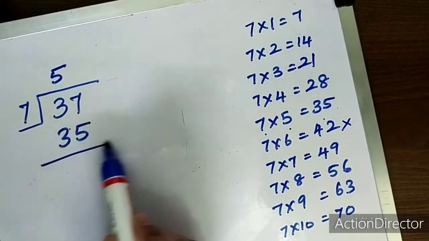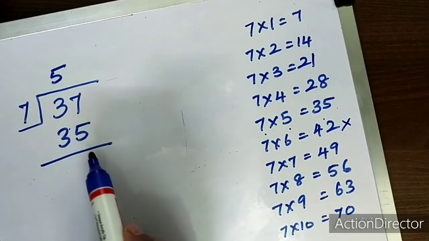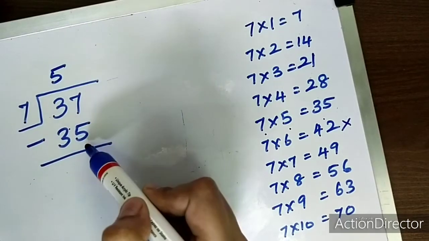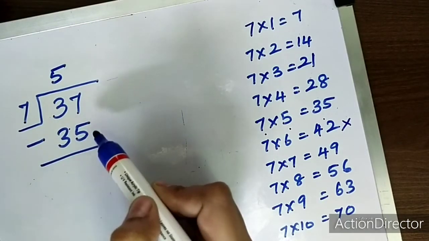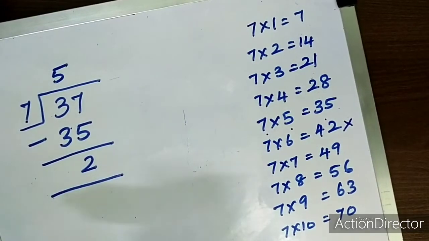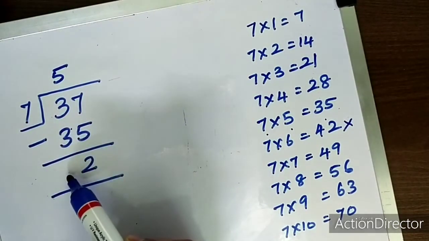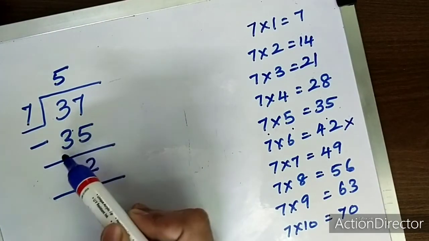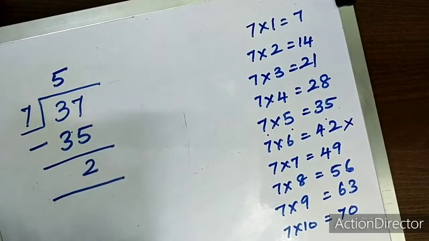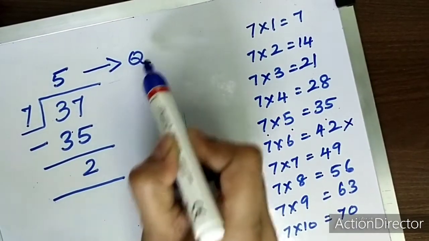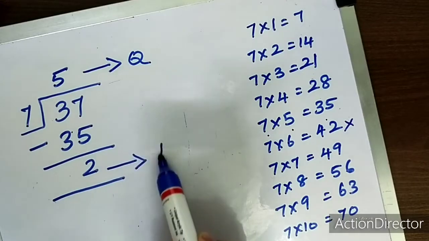Now what are we going to do? We are going to subtract. What is 7 minus 5? 7 minus 5 is 2. Here 3 minus 3 will be 0, so you need not write that. That is, 37 minus 35 is 2. Now we got the quotient as 5 and the remainder as 2.